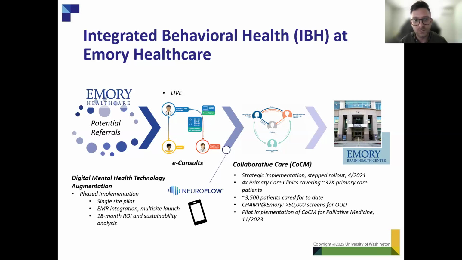And so part of my charge has been to develop programs that can improve not only access for patients, but also the quality of care that patients are receiving within care contexts other than the primary care setting. So some of these resources will be familiar, and obviously we're here to talk about the collaborative care model. We started our collaborative care model in 2021. We are now covering about 40,000 unique primary care patients. We've serviced over 3,500 patients to date.